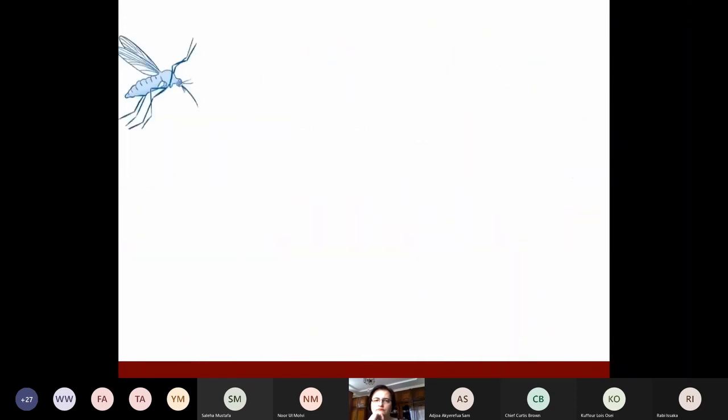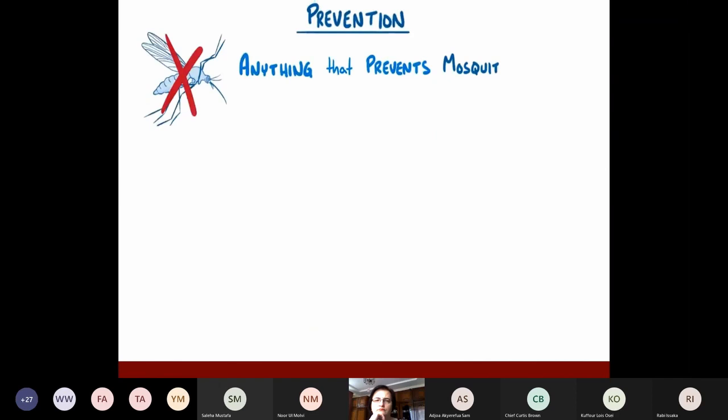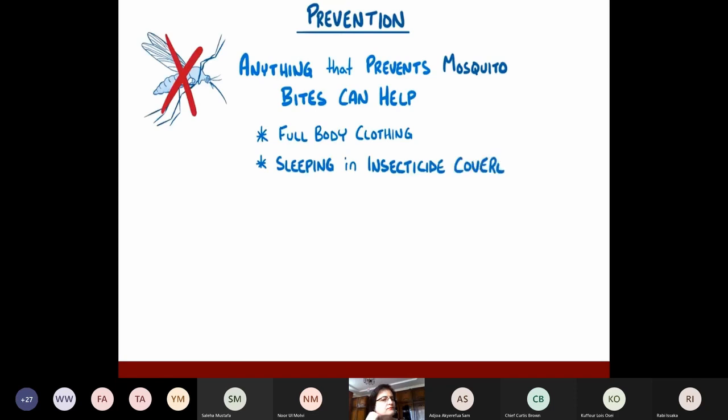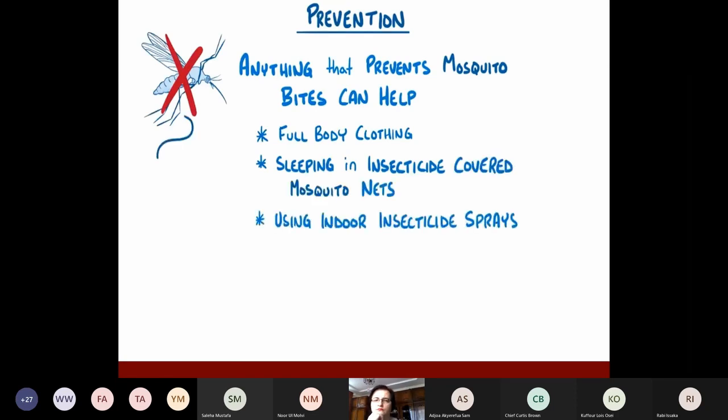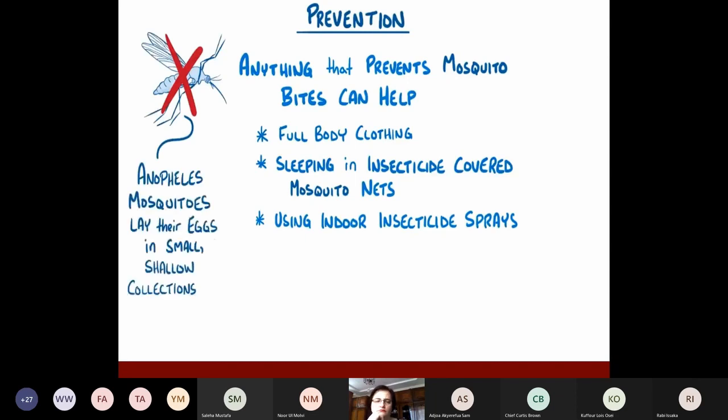Since malaria is spread by mosquitoes, anything that prevents mosquito bites can help, like full-body clothing, mosquito repellent, sleeping in insecticide-covered mosquito nets, and using indoor insecticide sprays. In addition, Anopheles mosquitoes like to lay their eggs in small, shallow collections of fresh water, like containers sitting outdoors during the rainy season in tropical countries. To control the mosquito population, it's important to empty out these containers and any other stagnant collections of water.